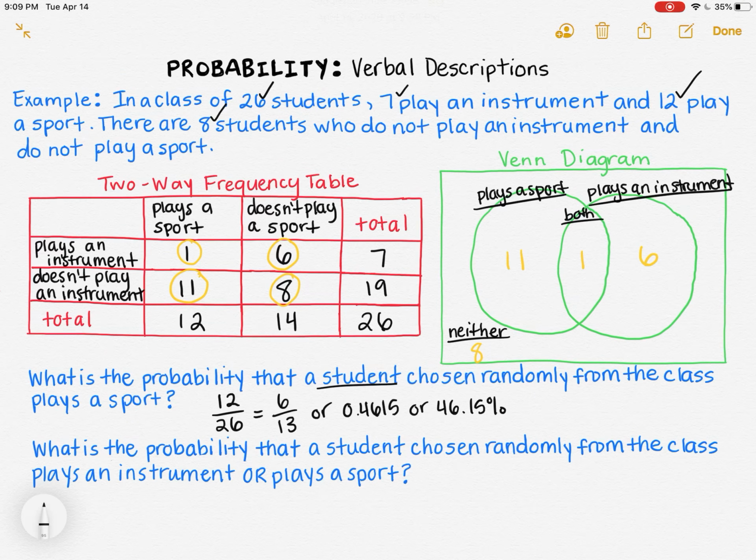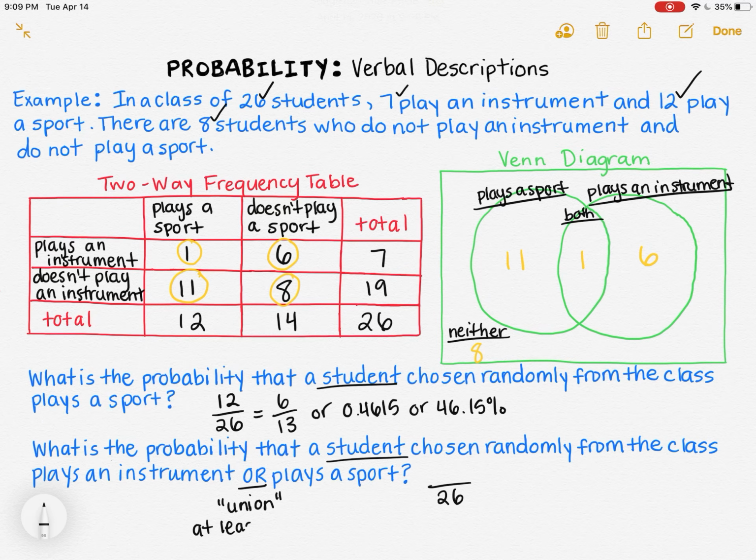For the second question, I want to know the probability that a student chosen randomly from the class plays an instrument or plays a sport. Once again, I'm talking about any student in the class, so my probability is again going to be out of 26. Now I want to know the probability that they play an instrument or a sport. The word "or" tells me that I'm talking about the union of these two events, the event that they play an instrument and the event that they play a sport.